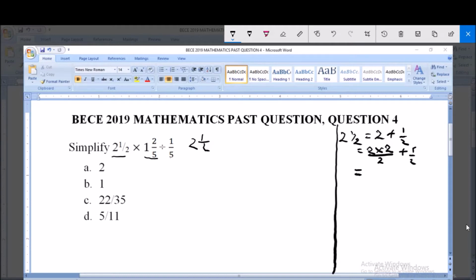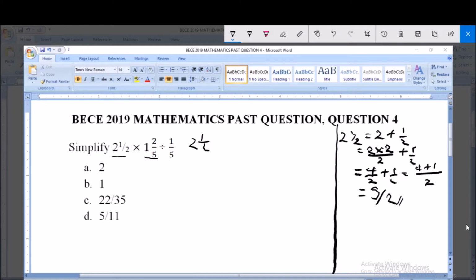So this will give us 2 times 2, which is 4, all over 2, plus 1/2. Now when you do this addition, since they have the same denominator, the LCM will be 2, and then you have 4 plus 1. So this will give us 5 over 2. So 2 1/2 has been converted to an improper fraction, which is equal to 5/2.